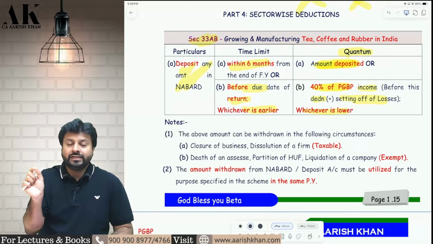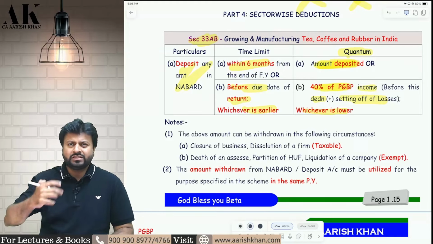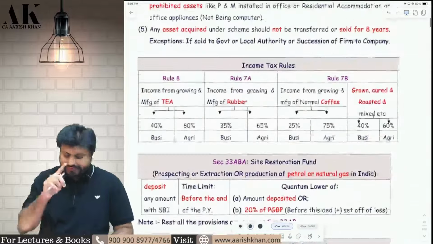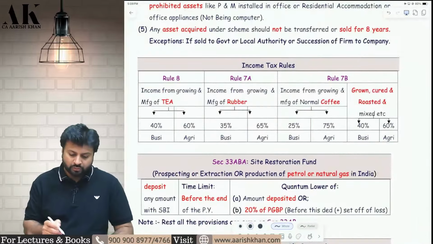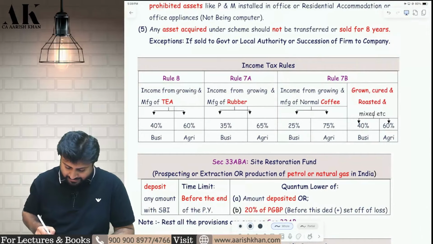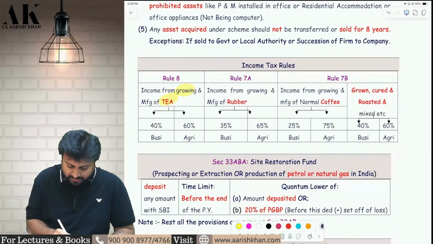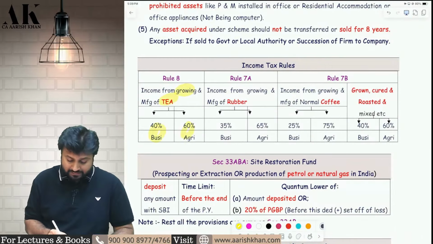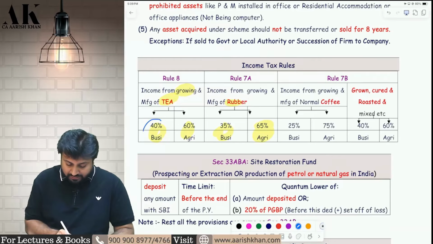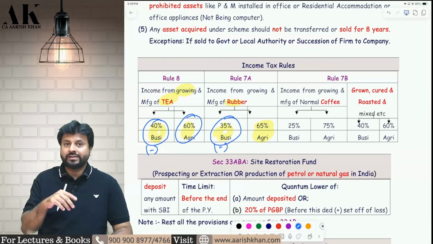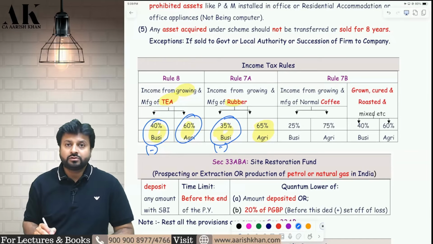Do 40-60, do 35-65. So what is this 40-60, 35-65? Segregate the composite income into taxable and exempt portion. If you are growing and manufacturing tea in India, then 40% is taxable, 60% is exempt. If you are growing and manufacturing rubber in India, then 35% is taxable, 65% is exempt. So first do 40-60, and then from the taxable portion you have to reduce what? Reduce the losses. This has to be the priority in which you are supposed to solve the sum.